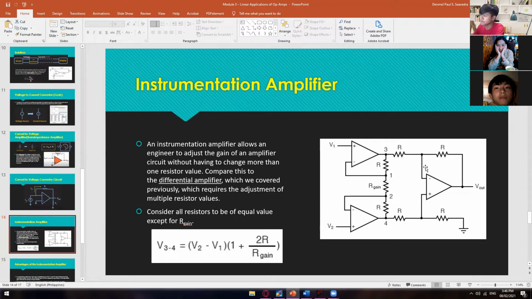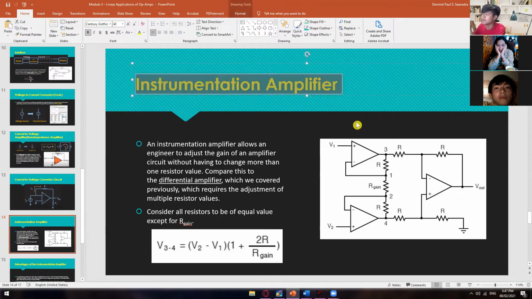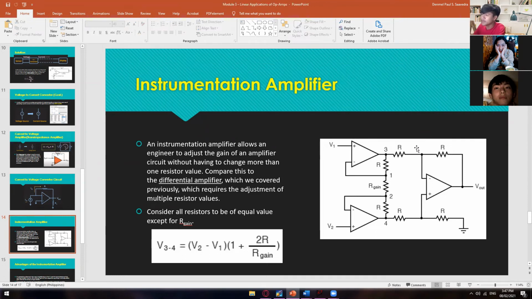As you can see in the differential amplifier, there are a lot of resistors that you need to tweak, you need to change just to get the preferred voltage output. But with the use of the instrumentation amplifier, yes, we do have a more complicated circuit than the differential amplifier, but you only need to change one resistor. Let's say initially you have an output of 5 volts, but you want to make it higher or lower, then all you need to do is change the value of your R gain.